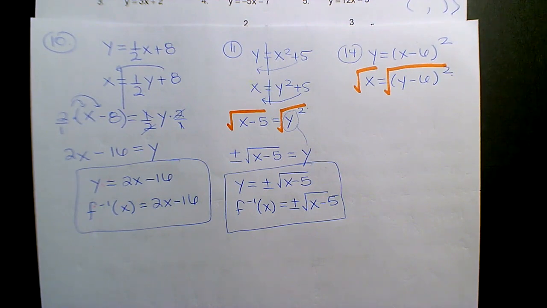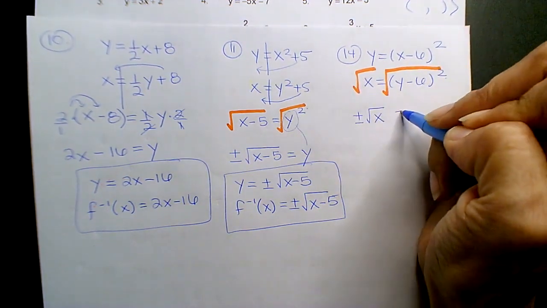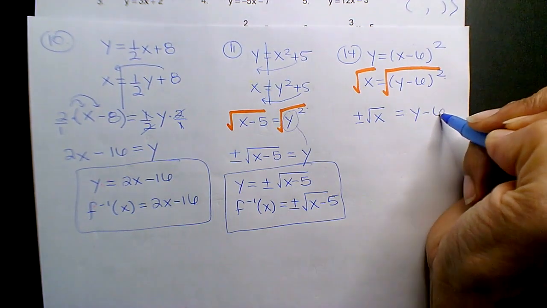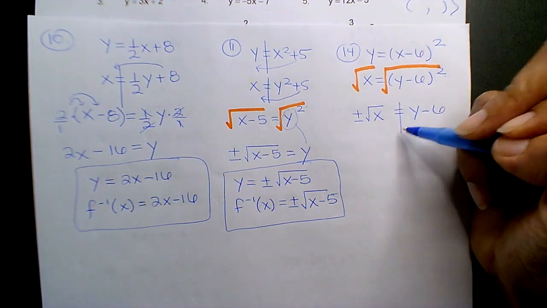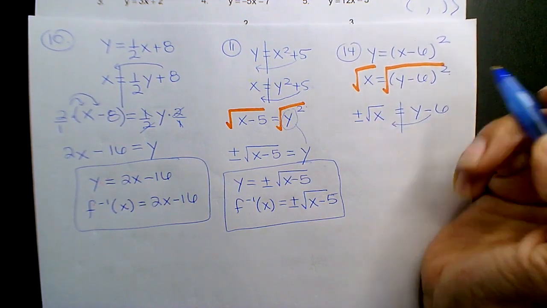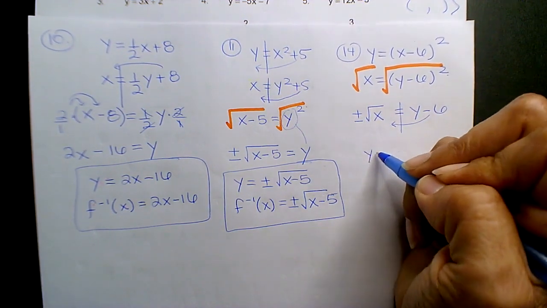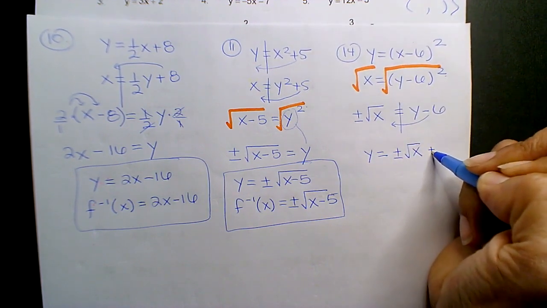Okay, so now I get plus minus radical x is equal to y minus 6. And so now y minus 6 just comes right out unaltered. Keep going. Okay. And so now here's your equal sign. So now go ahead and take that 6. And so you're going to get y equals plus or minus radical x and then plus 6.